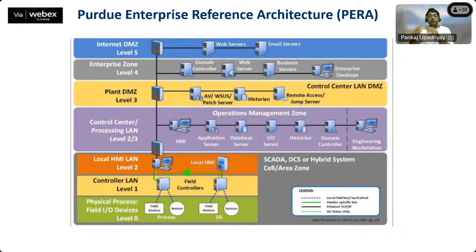In OT as well, we have the Purdue levels, or the Purdue Enterprise Reference Architecture. All network architecture should be based on this segmentation. We should place our systems so that they are segmented and have different communication channels to minimize the attack surface. If it's a flat network where every system is connected to one switch, and that switch gets exploited by an attacker, we are done.